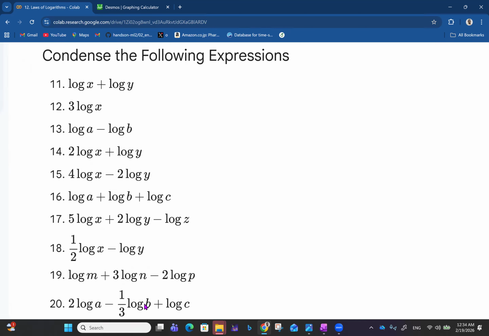Well, I mean, this question 20 is calling my attention, but it's okay. Well, this is just going to be log a squared c over b raised to over cube root of b, you know.